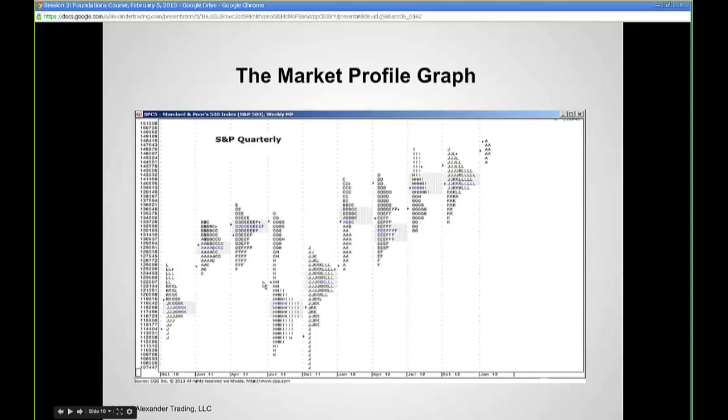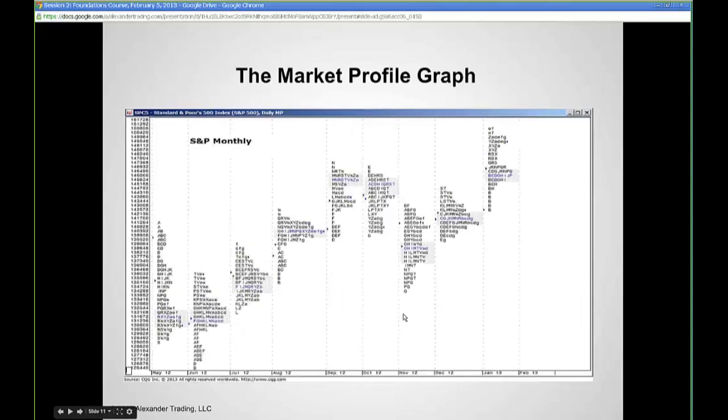All right, here's quarterly. I'm just going down in time frames, and this is an exercise to continue to reinforce the idea of what a remarkably robust methodology this is across all time frames and all markets. So each one of these is a quarter. Each individual letter, each slot is a week. And then here we have individual months, where each letter is a day. And this again is the S&P.